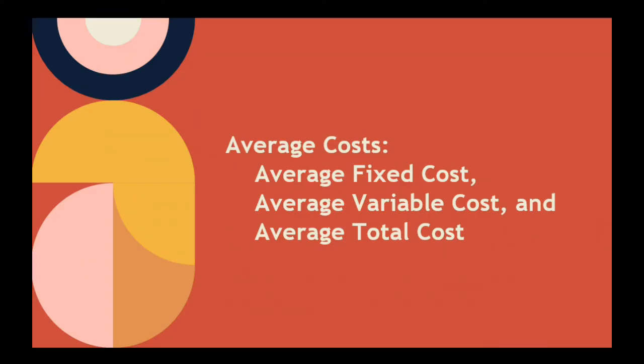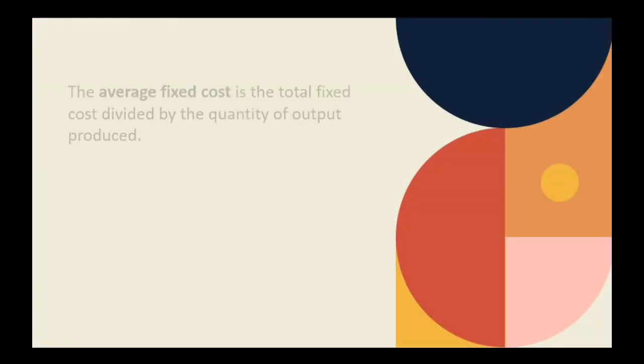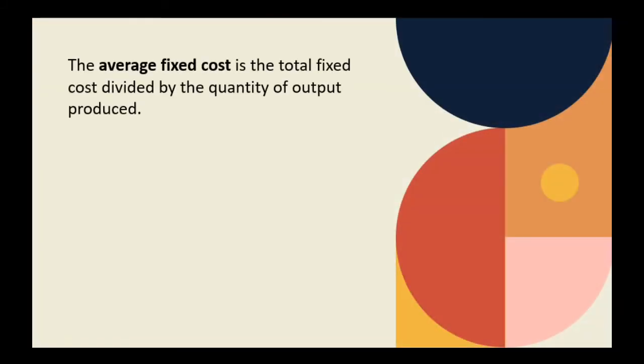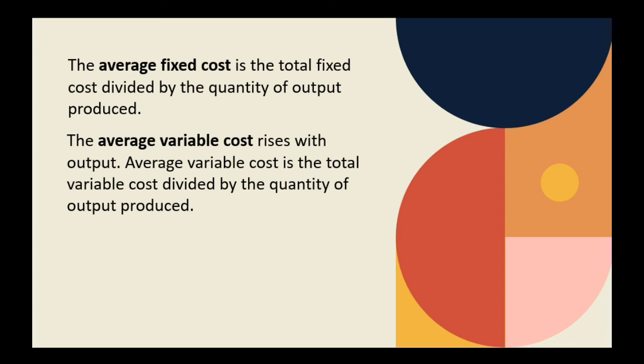That is amazing, right? Therefore, the average fixed cost is the total fixed cost divided by the quantity of output produced. So you will note that as output increases, the average fixed cost falls continuously, while the average variable cost rises with output. Average variable cost is the total variable cost divided by the quantity of output produced. So usually, it declines for a while as output increases, but eventually, it levels off and then begins to rise as more output is produced.